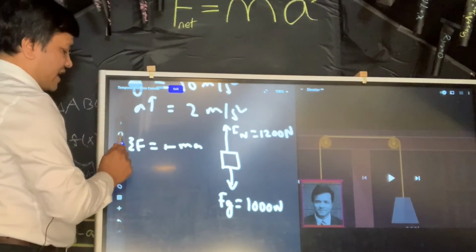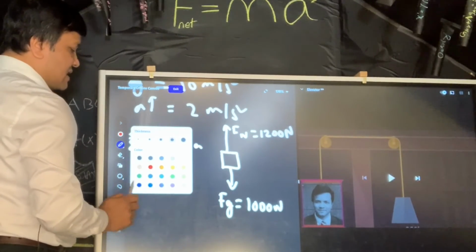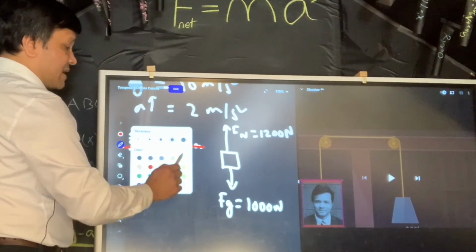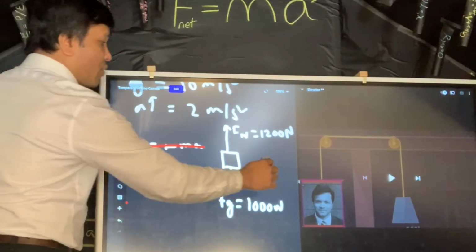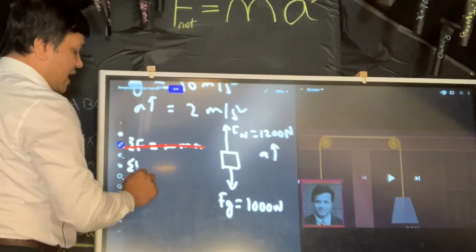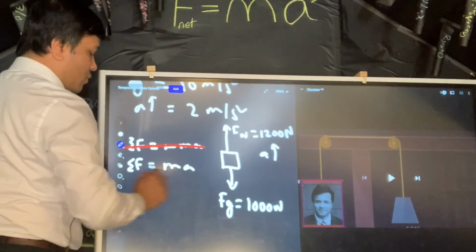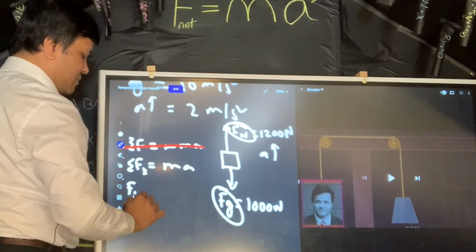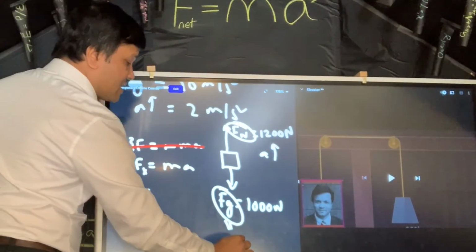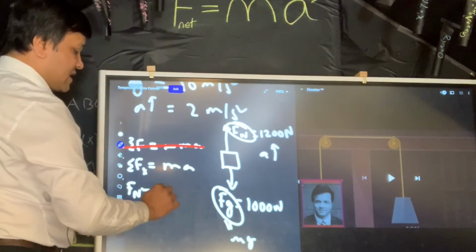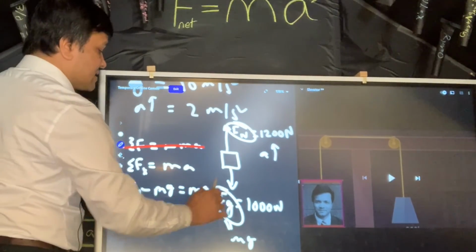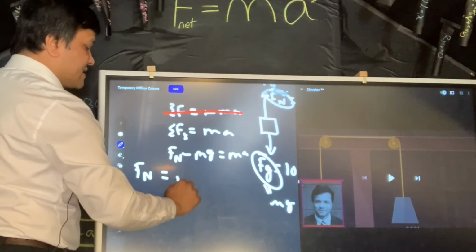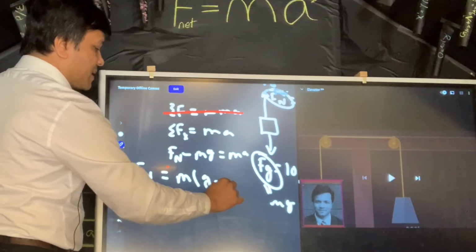You might write F equals negative ma, but that is wrong, because the acceleration is upward. Remember that. It's not going to be negative ma this time, because accelerating upward means positive. So net force is equal to ma. How many forces are acting in the y direction? There are two forces, Fn minus mg, because Fg is equivalent to mg. Now what do you see? Fn is m times g plus a.